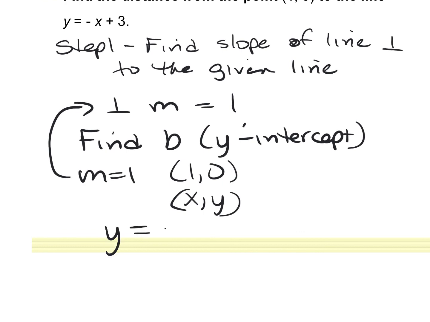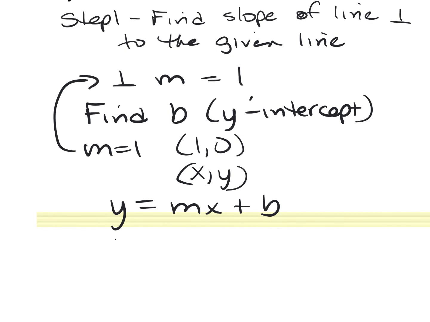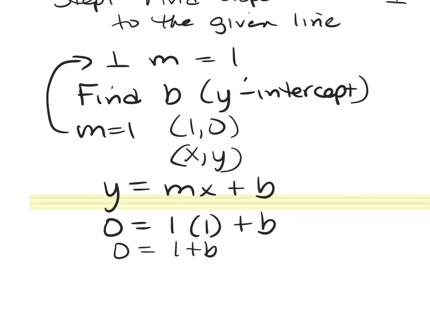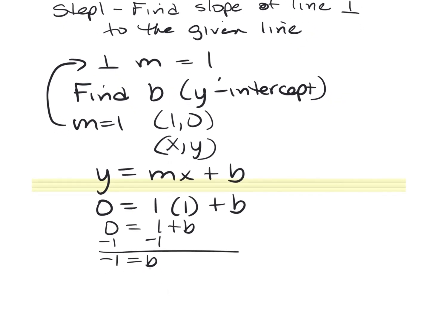So y equals mx plus b. I'm going to replace y with 0. My slope is 1. My x value is 1. I'm solving for b. 0 equals 1 plus b. Subtract the 1. Negative 1 equals b. This is now my y-intercept of the line that's perpendicular.